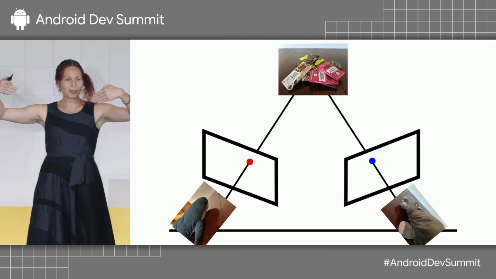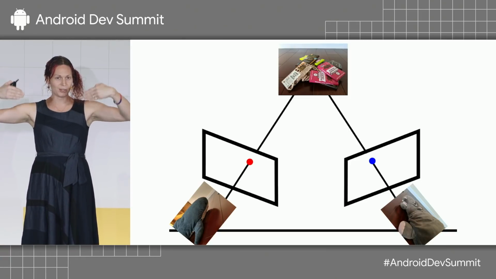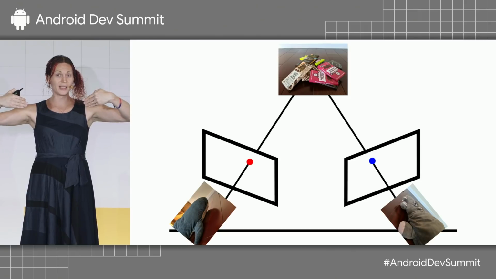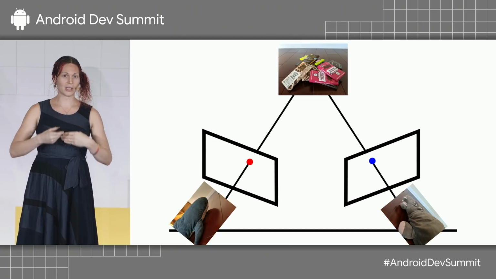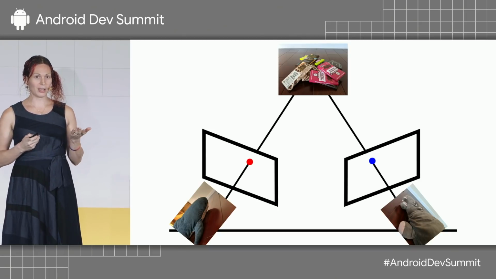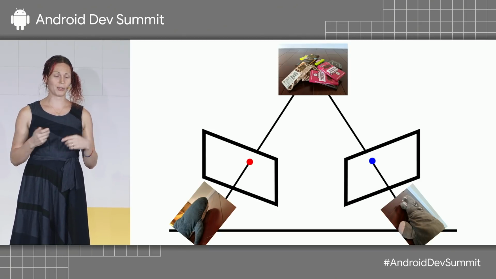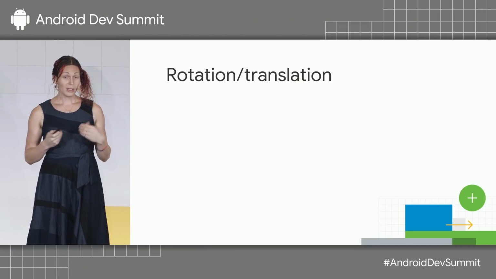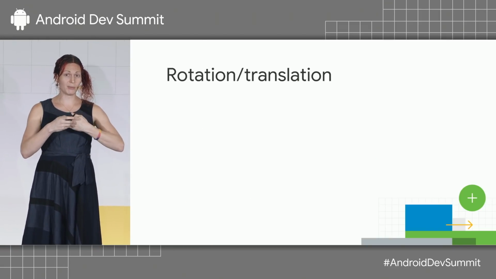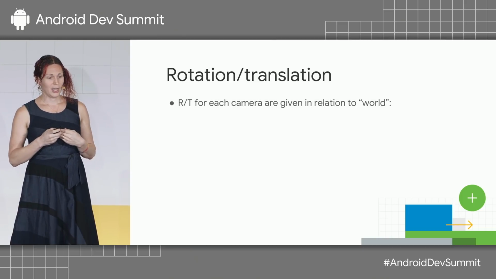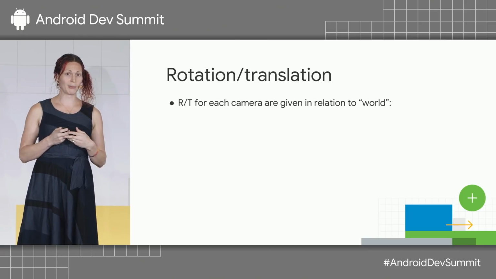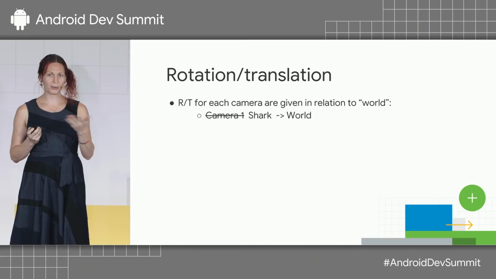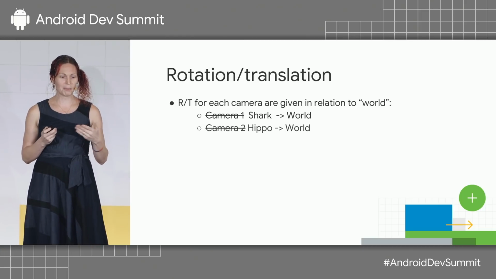Okie dokie. So those two cameras, those two pictures, are at a different orientation from each other, and they're separated in space. So we need to get those on top of each other. This is what we call the camera extrinsics, how the two cameras relate to each other. So we need to rotate and translate each of those images so they appear on top of each other. Normally we say that we give the rotation and translation parameters for a camera in relation to world. So instead of camera 1 to world, we'll have shark to world and hippo to world.